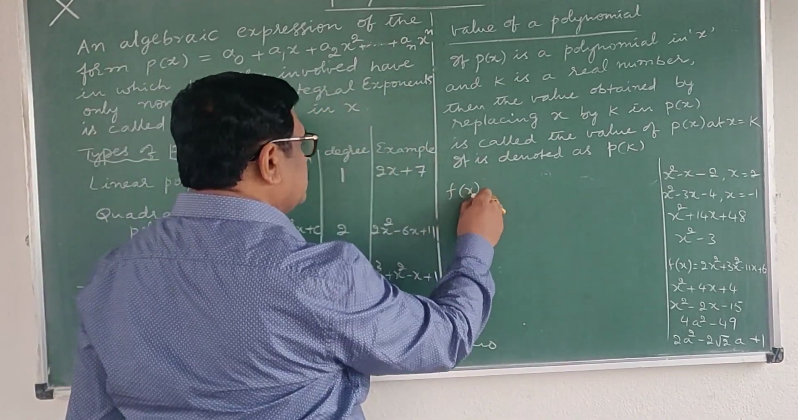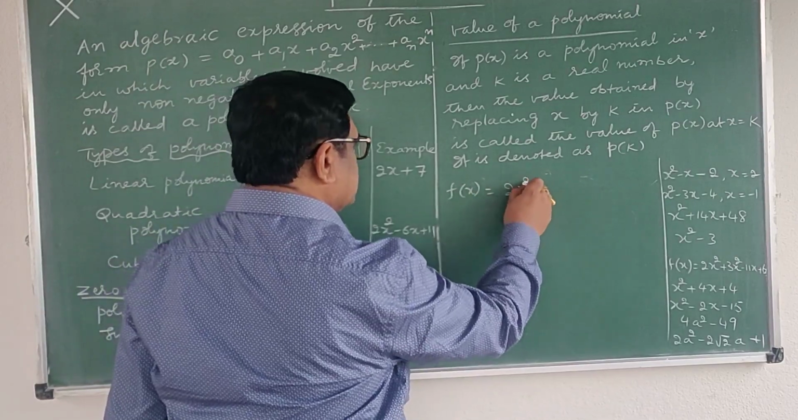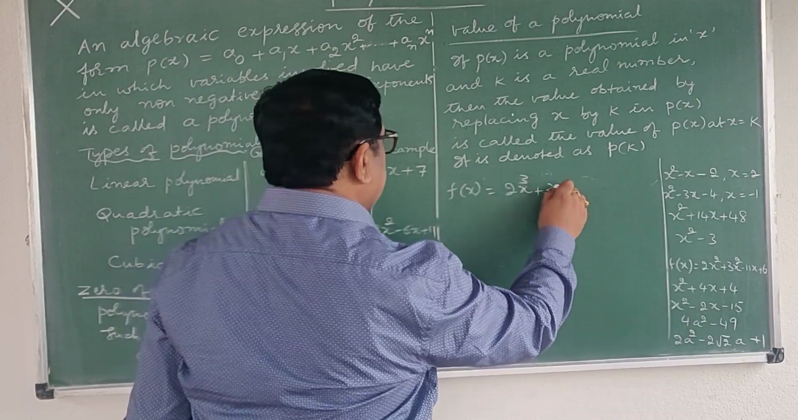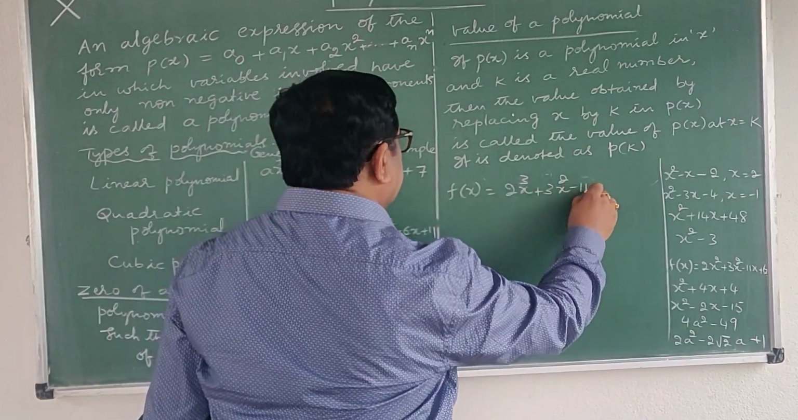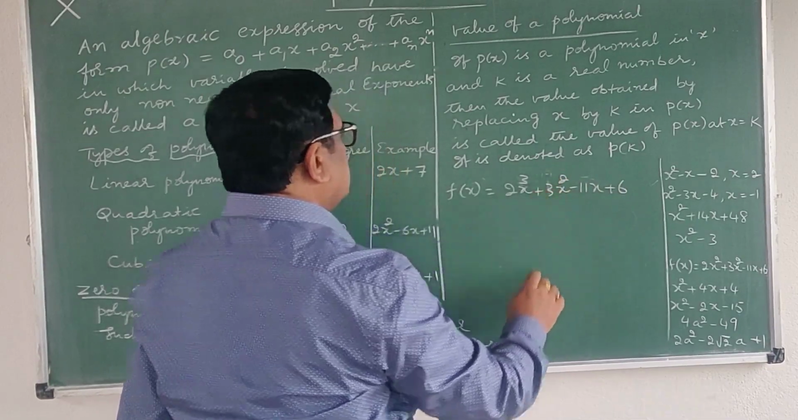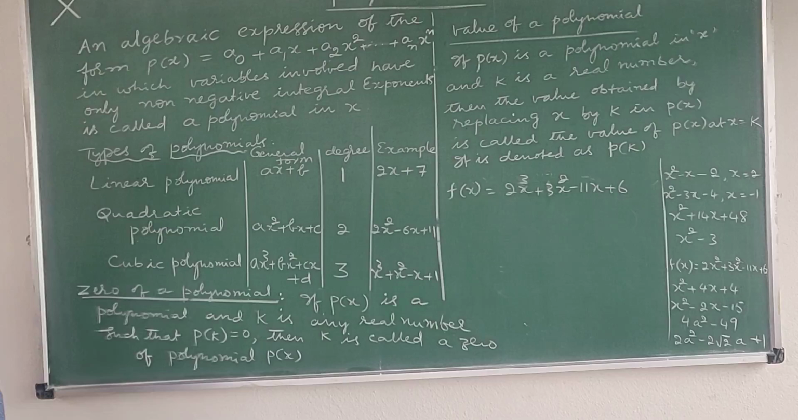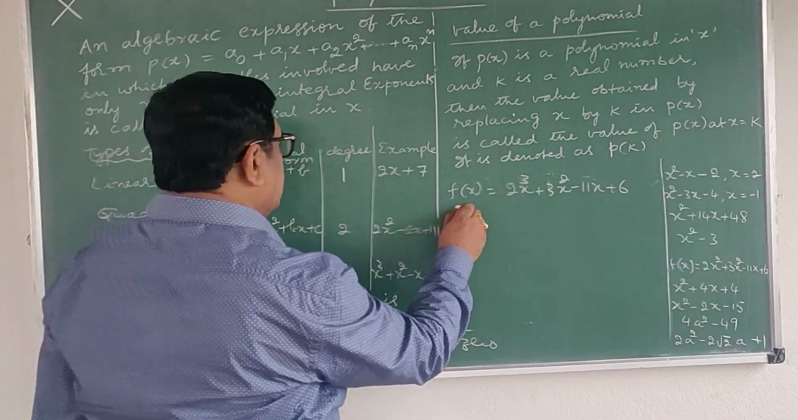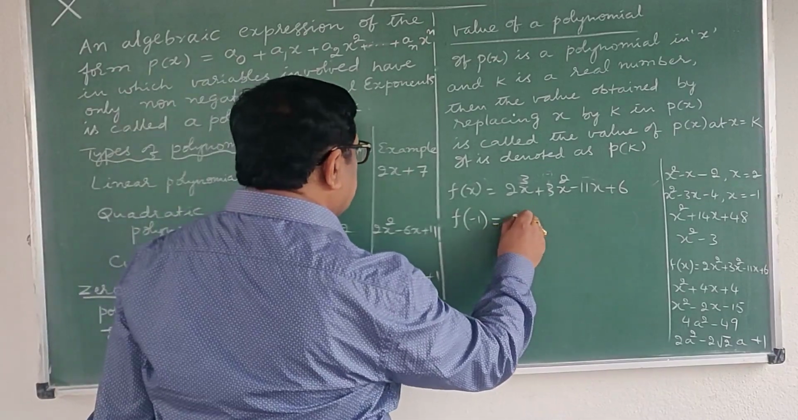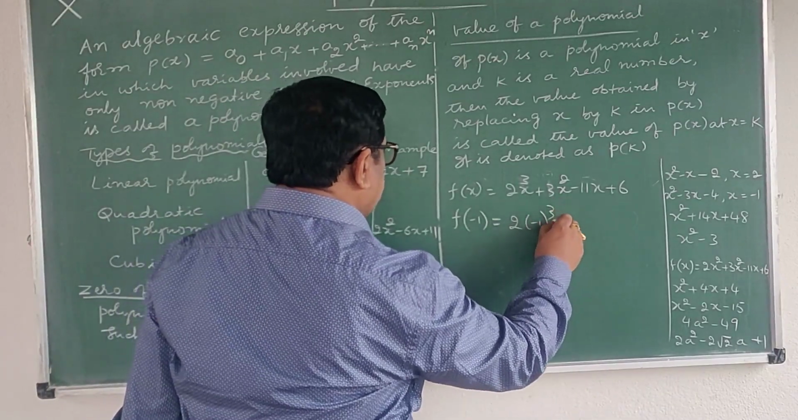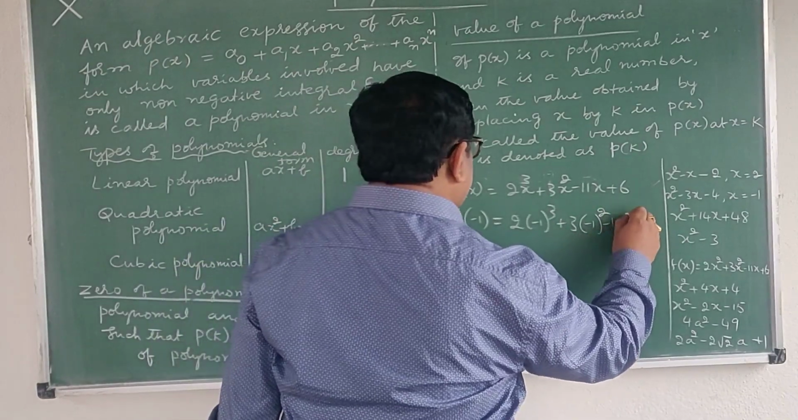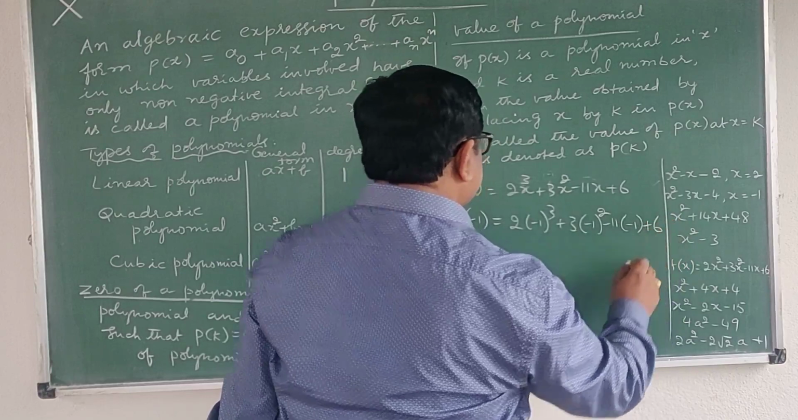f of x is equal to 2x cube plus 3x squared minus 11x plus 6. Find f of minus 1. So this is equal to 2 into minus 1 the whole cube plus 3 into minus 1 the whole squared minus 11 into minus 1 plus 6.